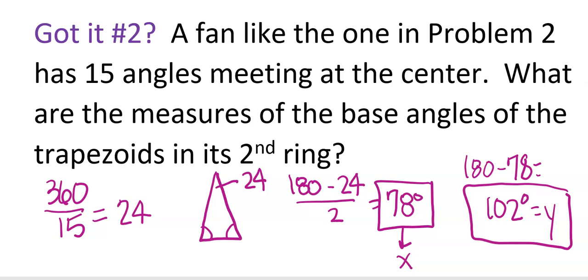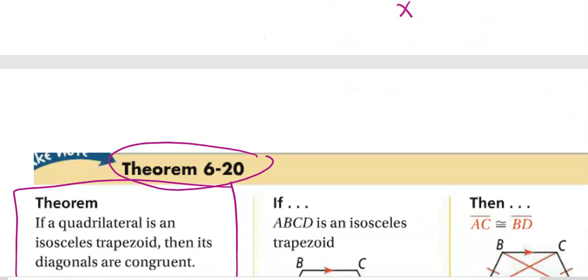Then we come to the next two theorems. The first one says if a quadrilateral is an isosceles trapezoid, then its diagonals are the same.